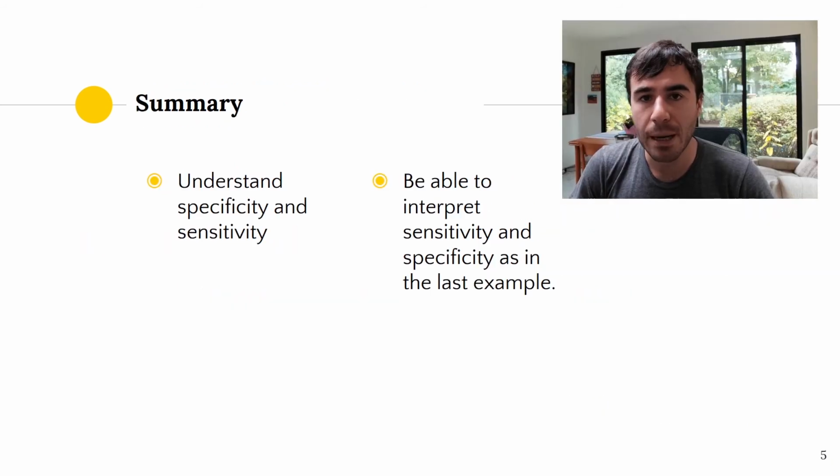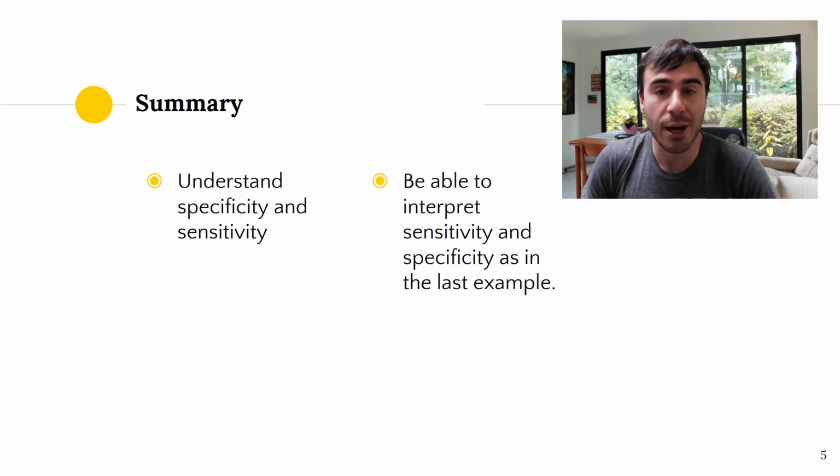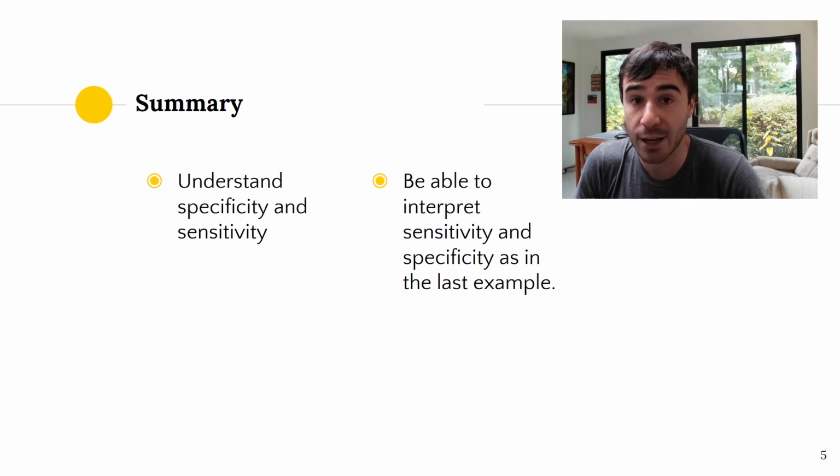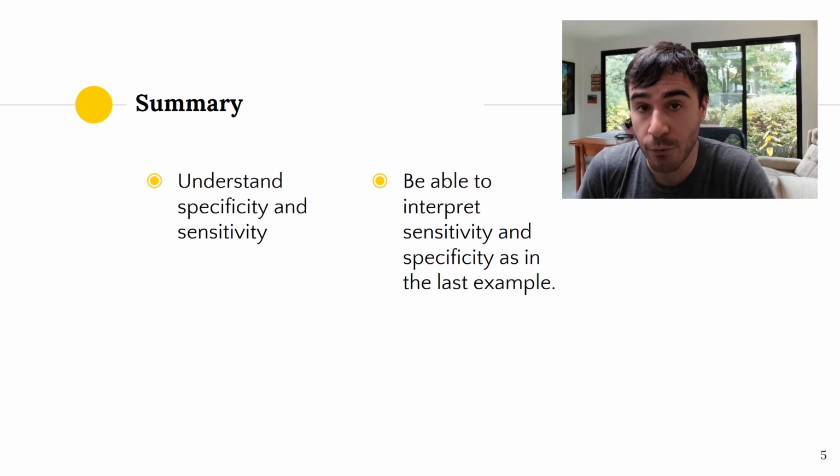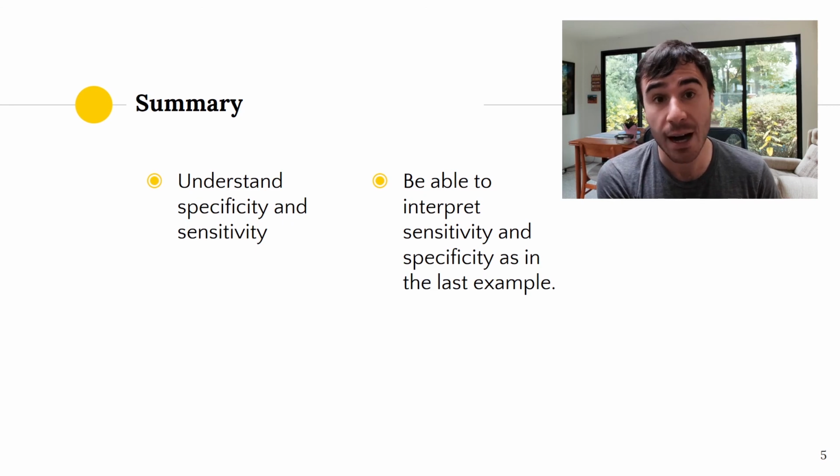So wrapping up this very short video, what do I want you to take away? You need to be able to define sensitivity and specificity. You don't have to pronounce them properly, but you have to define them properly, and you have to understand which one relates to type 1 versus type 2 errors. You also have to be able to take information like what was provided to you in the last example and be able to interpret it. So, what does a specificity of 46.8% mean? Okay, you have to be able to do that, like in the last example.